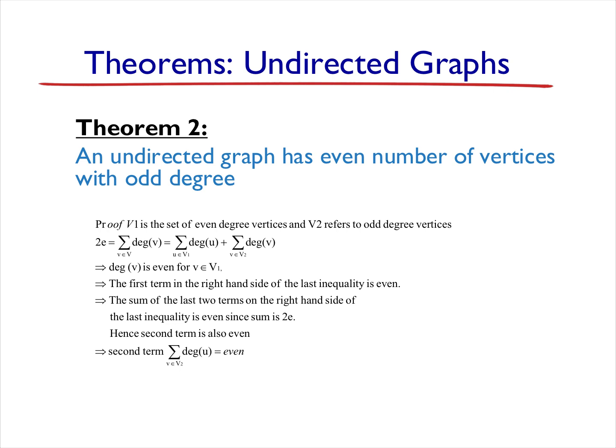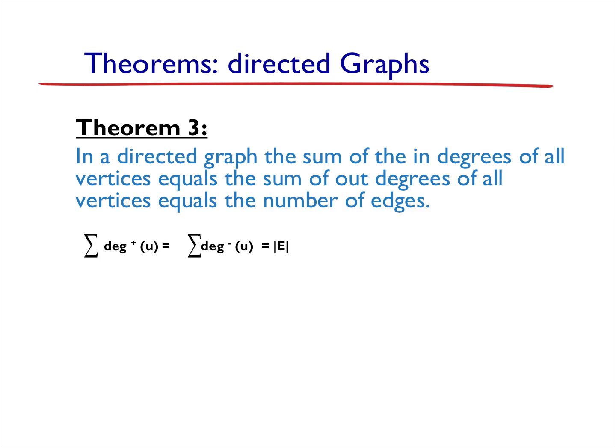The total number of vertices with odd degrees is an even number. Okay. The third theorem was actually for directed graphs, and in that one we say that the sum of the in degrees of all vertices equals the sum of the out degrees of all vertices, and that is equal to the number of edges. So that's the theorem for directed graphs.